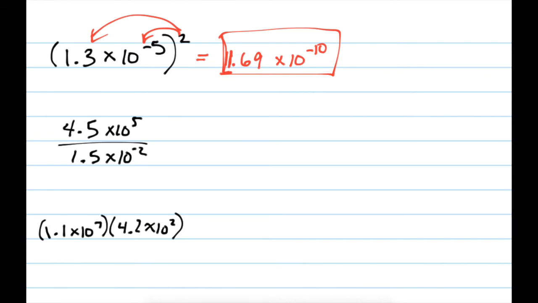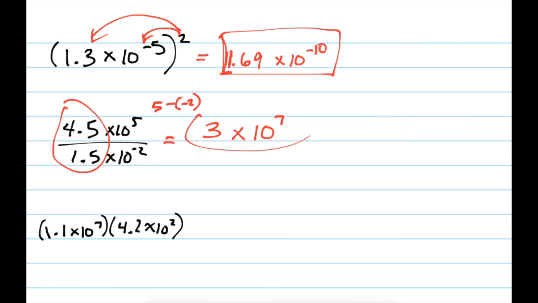The next one, we divide these parts here, the 4.5 divided by 1.5, which gives us 3. Then we subtract our exponents, and 5 minus negative 2 is the same as 5 plus 2, which is positive 7. 3 times 10 to the 7th. And that one also has 1 non-zero digit to the left of the decimal, so that one is done.